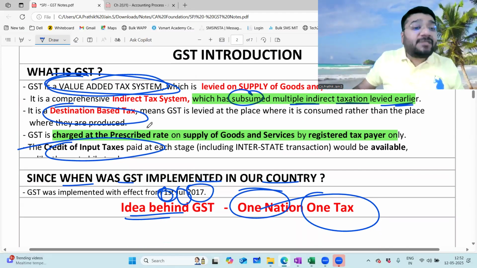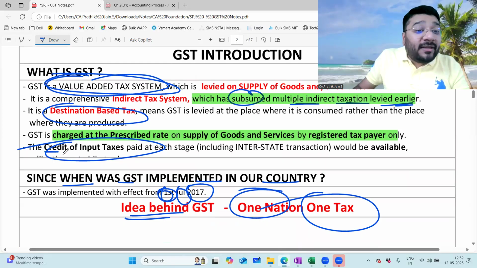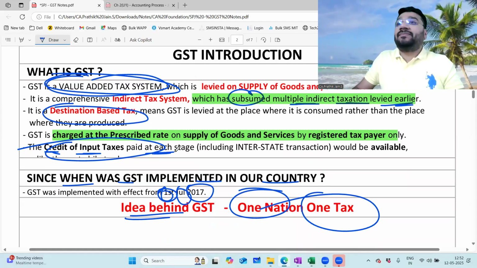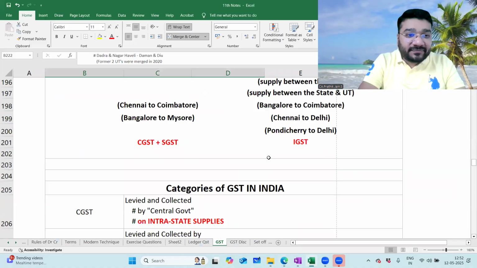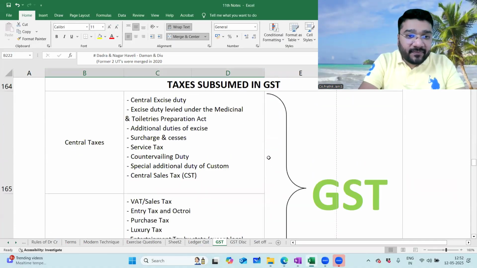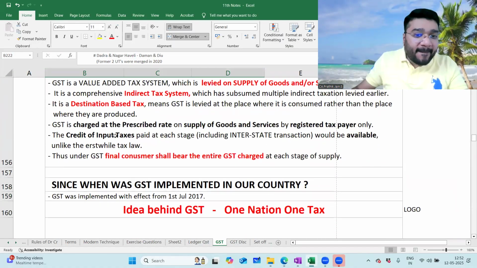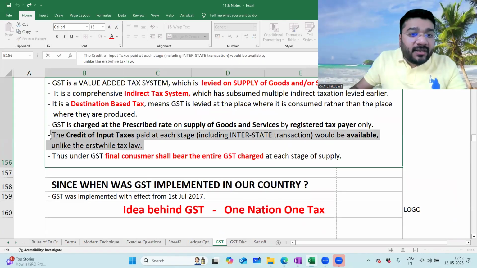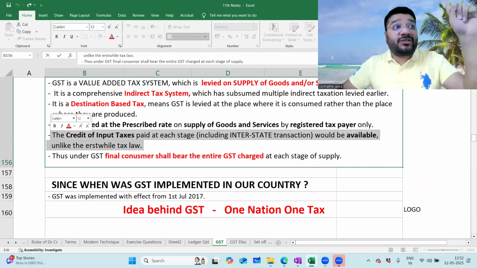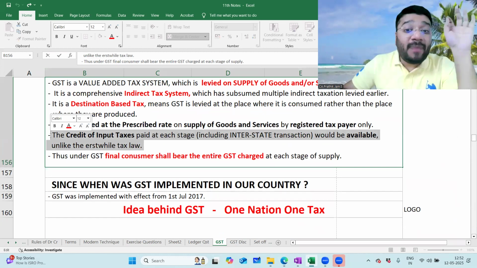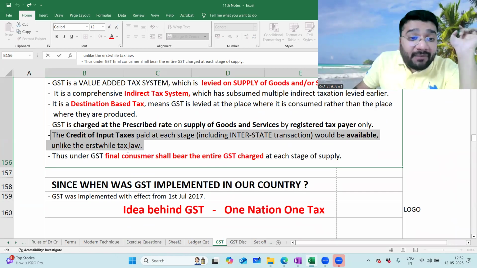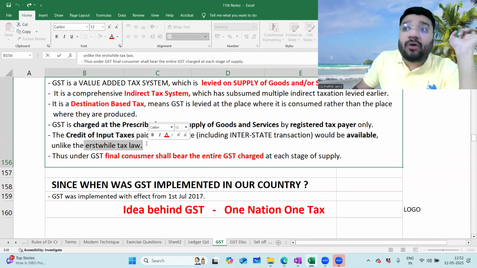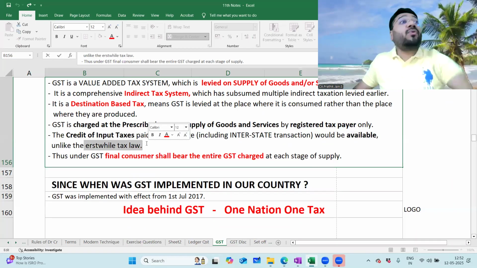Second, the biggest benefit of GST is what? You get the credit of the input in each stage. This was not available in the earlier pre-GST era. The credit of input tax paid at each stage. The tax the retailer paid to manufacturer was available as input. And this was not available in the erstwhile tax law. That is before GST, input was not available.